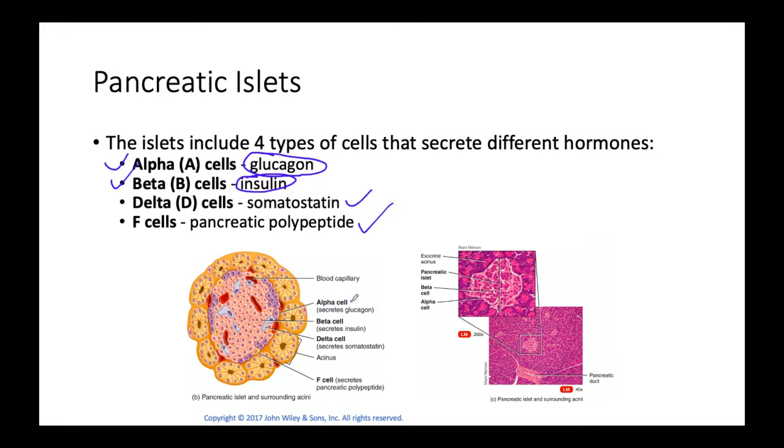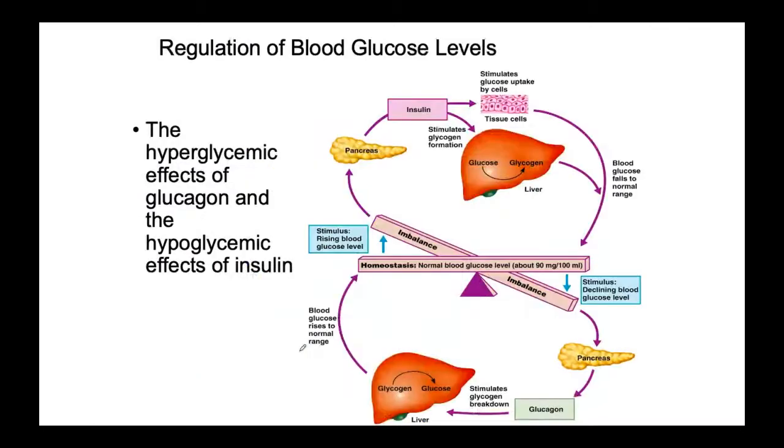So here is an alpha cell, and here is a beta cell. These here around the periphery, these are your acinar cells. So more than 90% of the pancreas is actually made up of these acinar cells, okay?